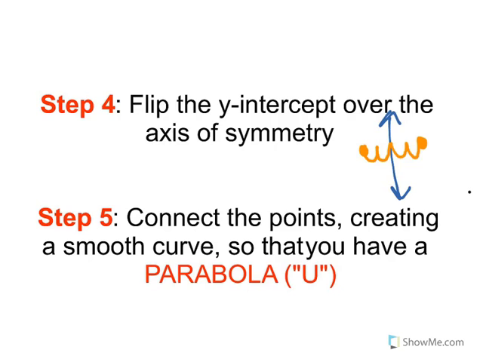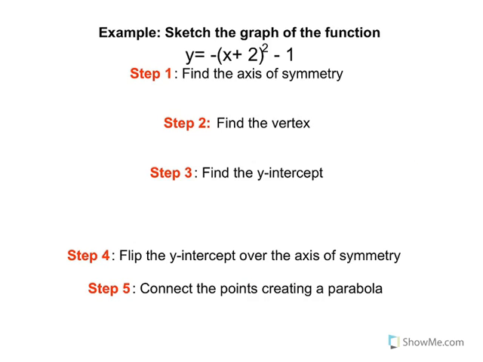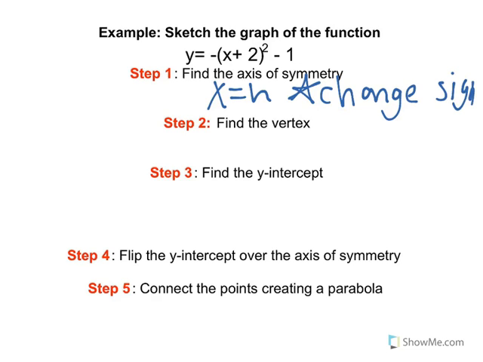So let's look at an example now. We have y equals negative the quantity of (x plus 2) squared, minus 1. Our first step is finding the axis of symmetry. Remembering that our axis of symmetry is x equals h, you have to change the sign of that h value. Our h value is right here. We need the opposite sign. So that means that x is going to equal negative 2. You keep the number the same, but the sign has to change.